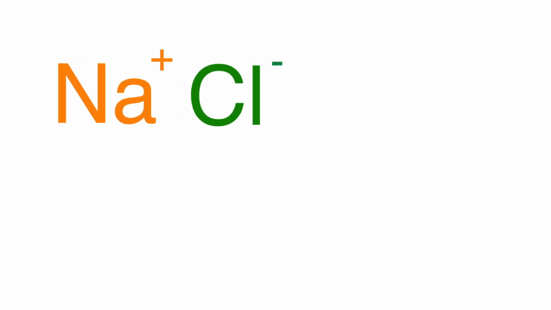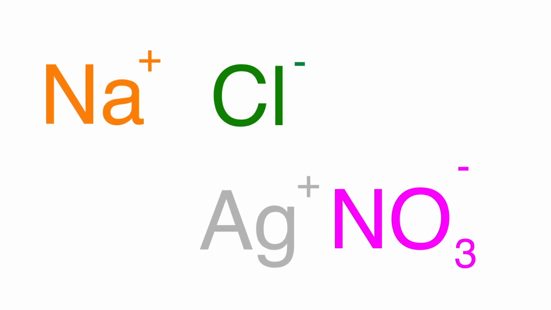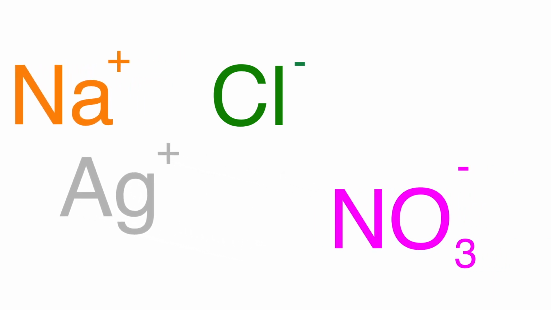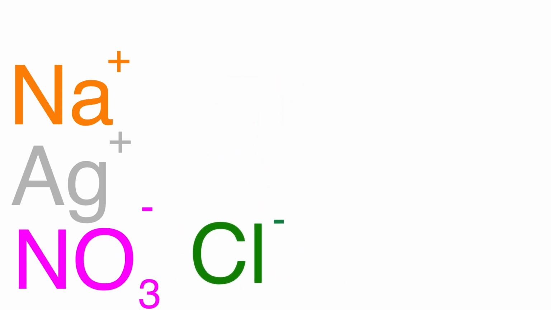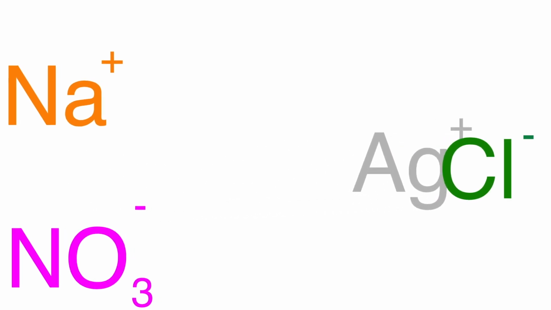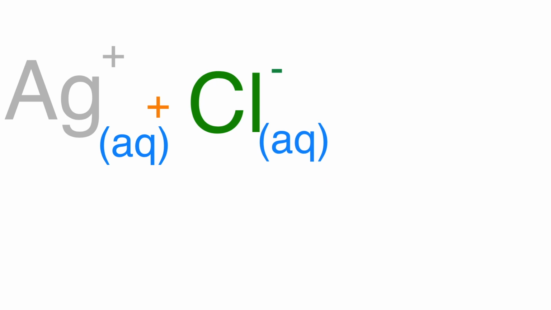Symbolically, we have a mixture of four ions in aqueous solution, but when the silver ions collide with the chloride ions, a solid is formed. The sodium ions and nitrate ions are still dissolved, and don't participate in the reaction. We call them spectator ions. An ionic equation would be silver ion plus chloride ion gives a precipitate of insoluble silver chloride.